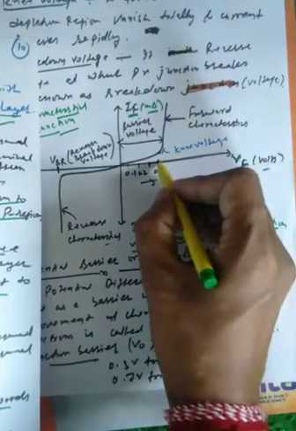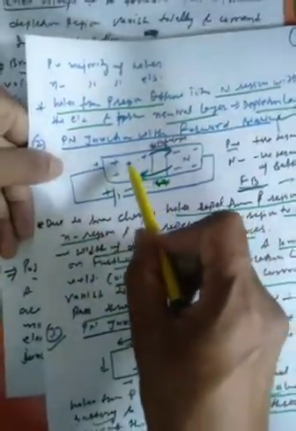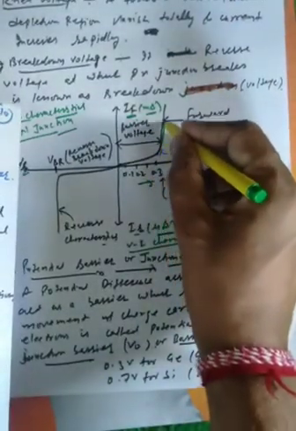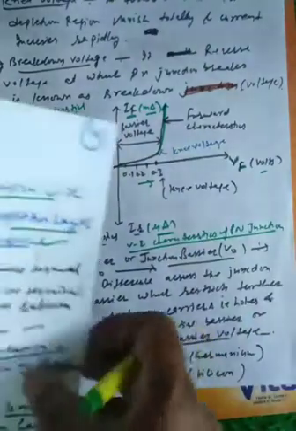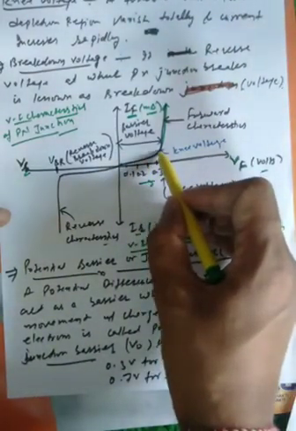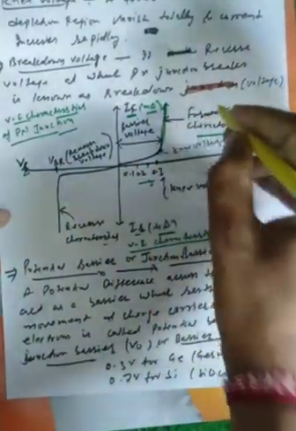When we reach the knee voltage or potential barrier voltage, current will start flowing rapidly from the p to the n region. The increase in the current starts rapidly when this barrier voltage or knee voltage is reached. This is the forward characteristics.